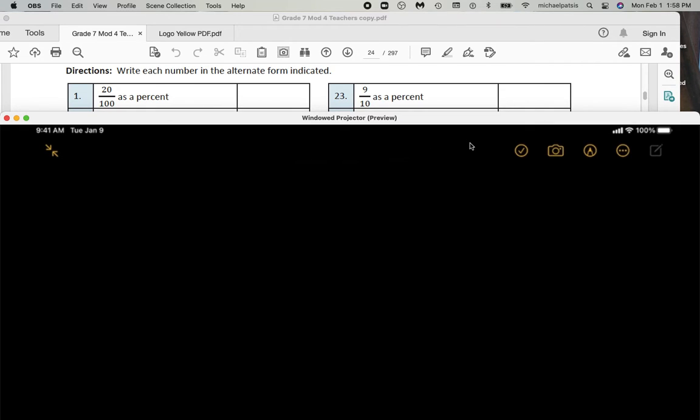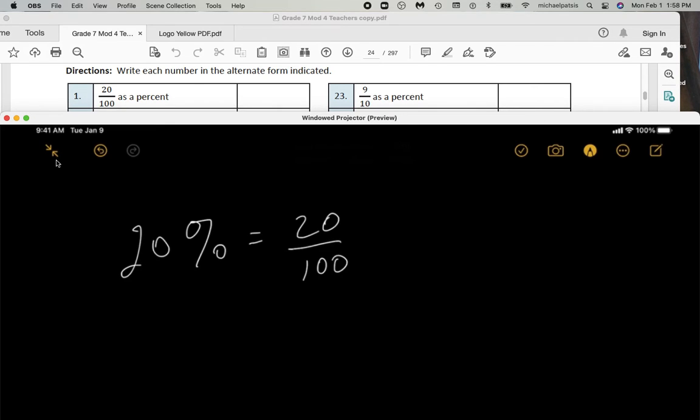First question we ask ourselves is, are we allowed to use the percent symbol? The percent symbol is like so. The answer is yes, because the numerator is over 100. So 20 over 100 is the same thing as 20%. You can only use this symbol with the numerator if you have 100 in the denominator.